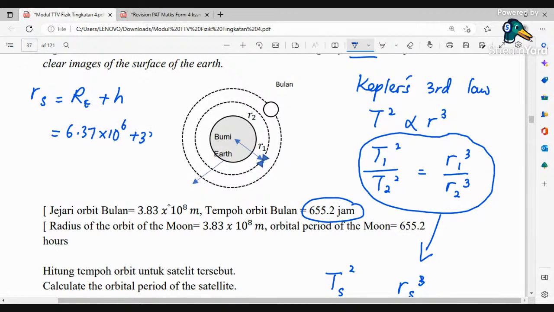Plus 380 times 10 power 3, because here it is in kilometers. So you have 6.37 times 10 power 6 plus 380 times 10 power 3. So I have 6.75 times 10 power 6 meters.